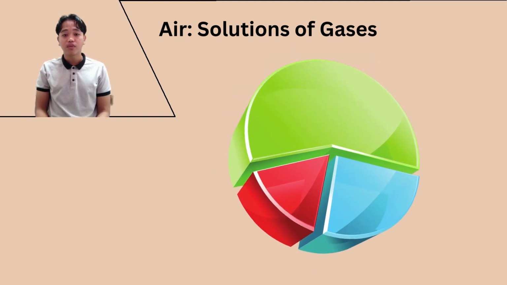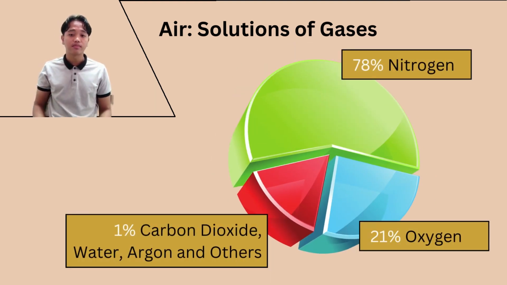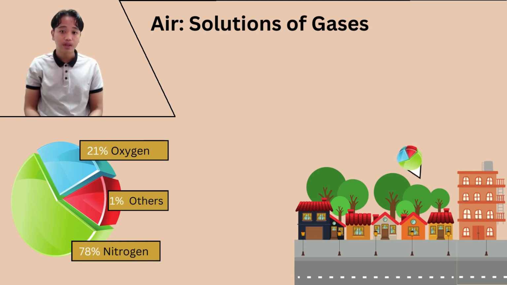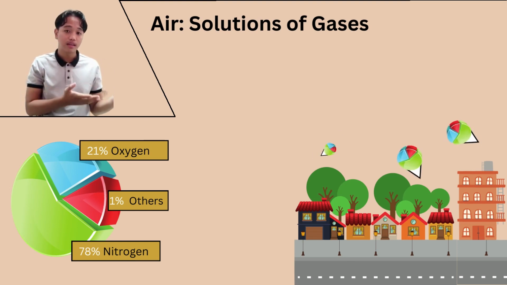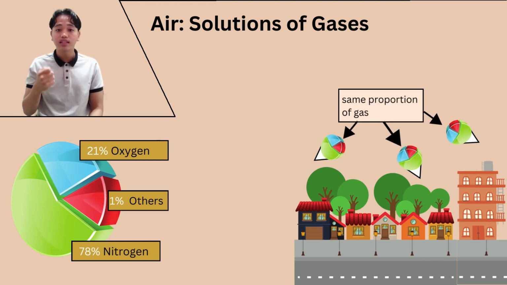It is a mixture of nitrogen, oxygen, and a bunch of other gases. So, how can we tell that air is a solution? If you take a sample of air in one place, which is right here, and compare it with another sample, which is taken close by, right here, you will see that the samples have a uniform composition. That they contain the same proportion of gases, evenly distributed throughout each other. And also, gases in the air don't separate out over time.